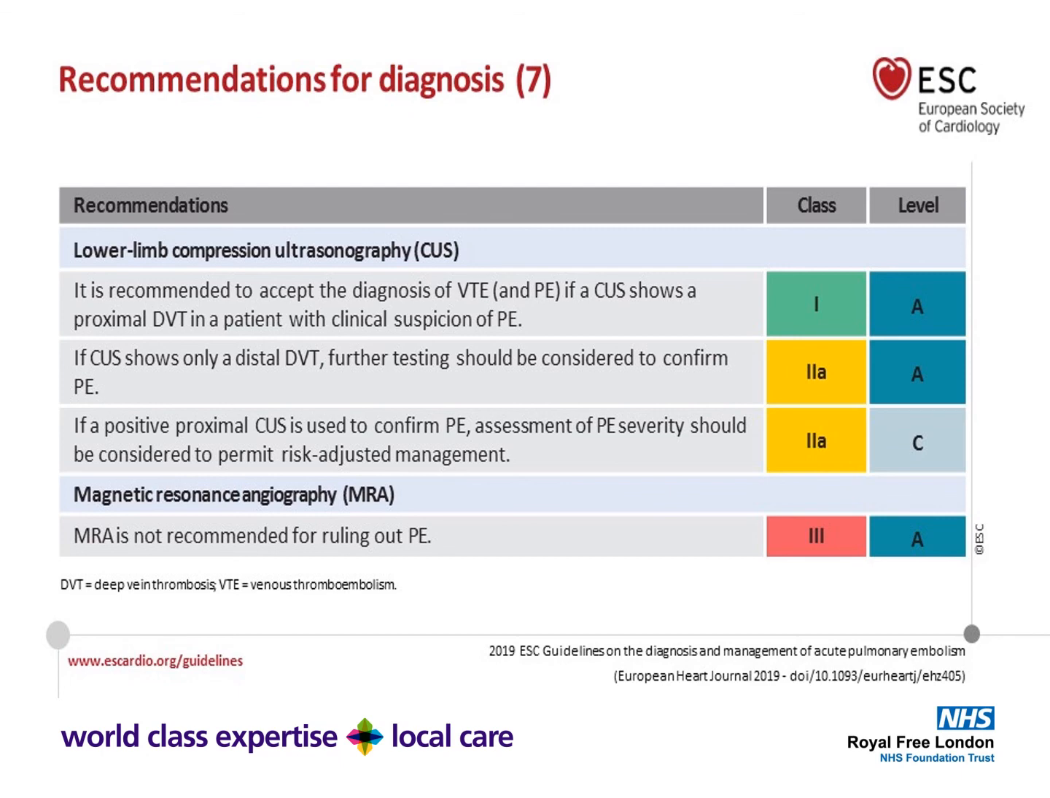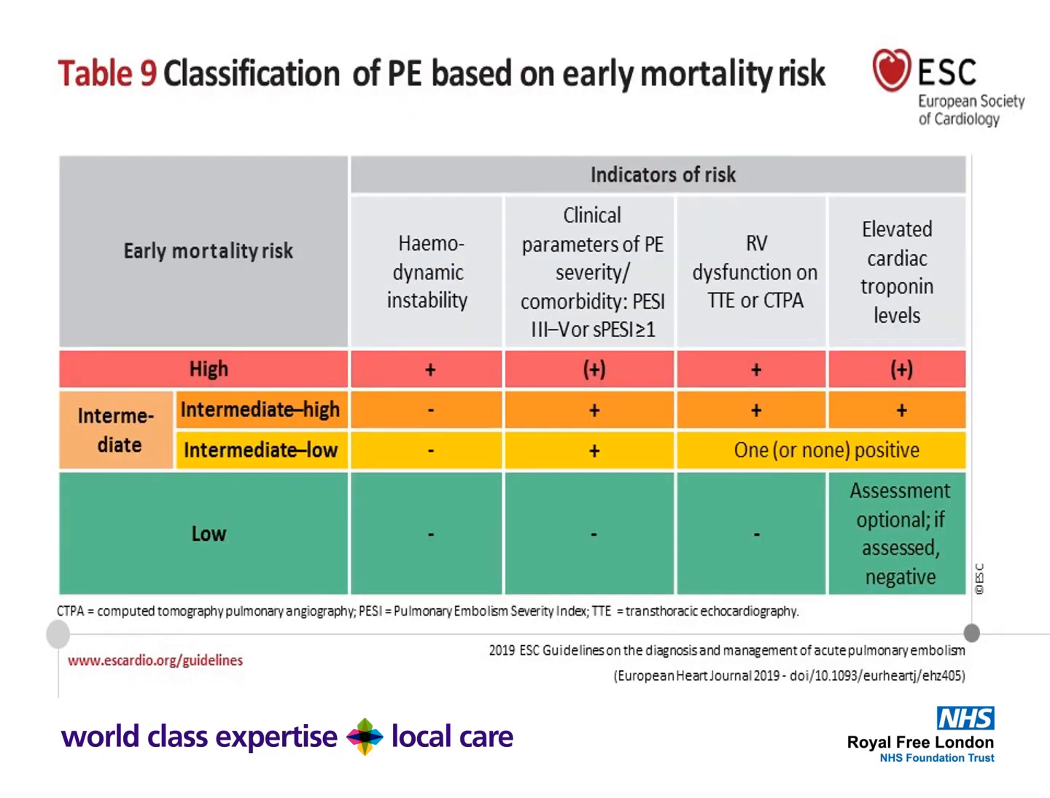As an alternative to doing computerized imaging, you can of course do lower limb Doppler studies, which is referred to as CUS, lower limb compression ultrasonography. When we're thinking about the early mortality risks, basically if you have high mortality risk, then you are likely to have haemodynamic instability, an elevated PESI score, right ventricular dysfunction, and elevated cardiac troponin levels.